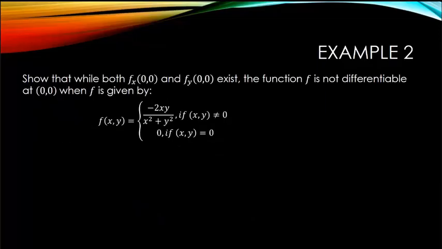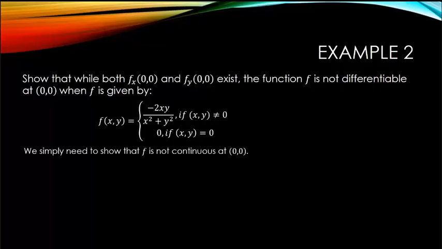I want to work another example. I want to show that while both fx of 0, 0 and fy of 0, 0 exist, the function f is not differentiable at 0, 0 when f is given by f of xy equals the piecewise defined function, where negative 2xy over x squared plus y squared is the function when xy is not 0, and where 0 is the function value when xy is 0. All I have to do is show that f is not continuous at 0, 0.